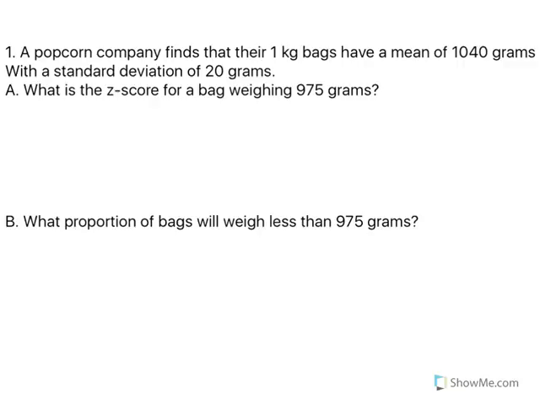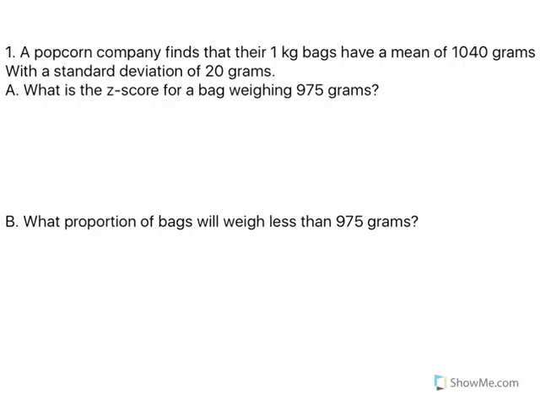All right, let's do some practicing with z-scores. Here in number 1, a popcorn company finds that their 1 kilogram bags have a mean of 1,040 grams with a standard deviation of 20 grams. What is the z-score for a bag weighing 975 grams?